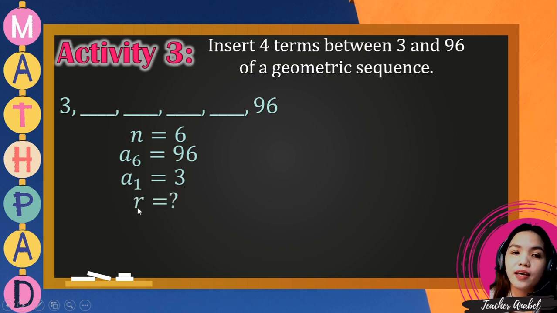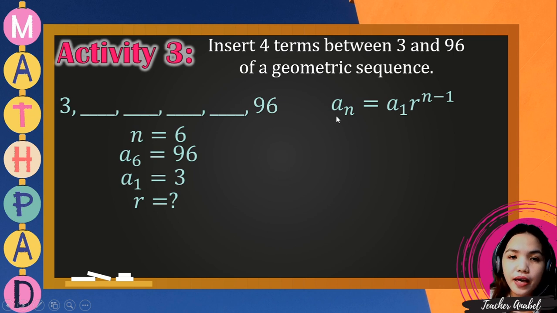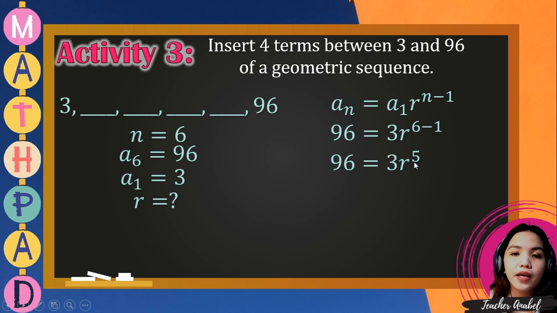So the missing is, again, the common ratio. So applying the formula, a sub n is 96, then a sub 1 is 3, then r raised to n is 6 minus 1, and 6 minus 1 is equal to 5. And to remove 3 here, we divide both sides by 3, or multiply both sides by 1/3. So 96 divided by 3 is equal to 32, and 3 divided by 3 is 1.